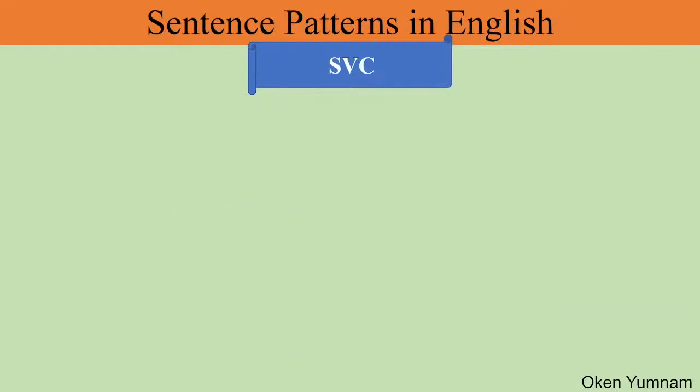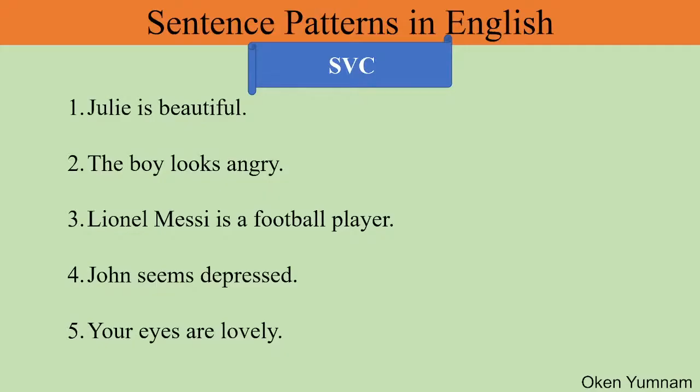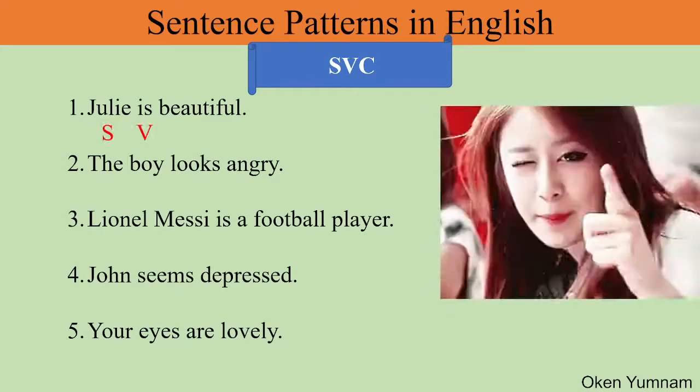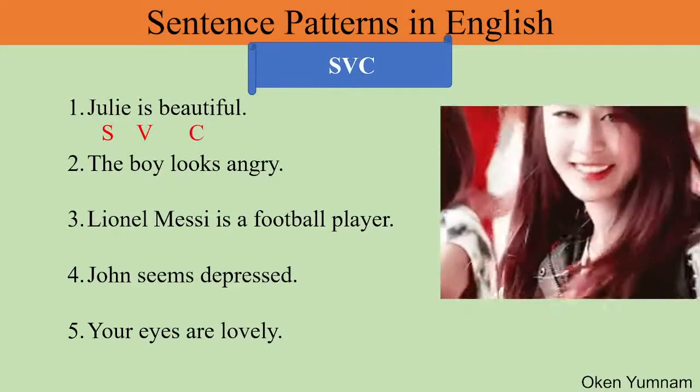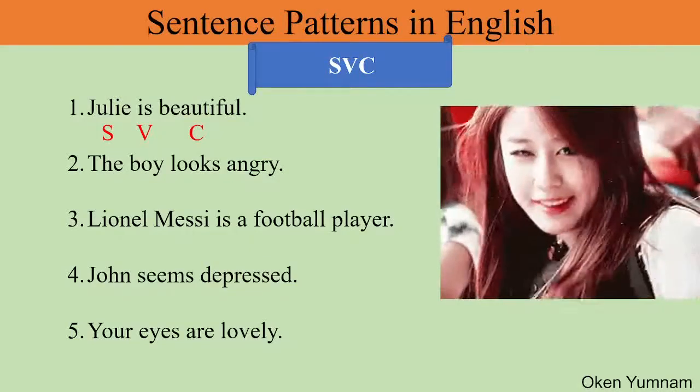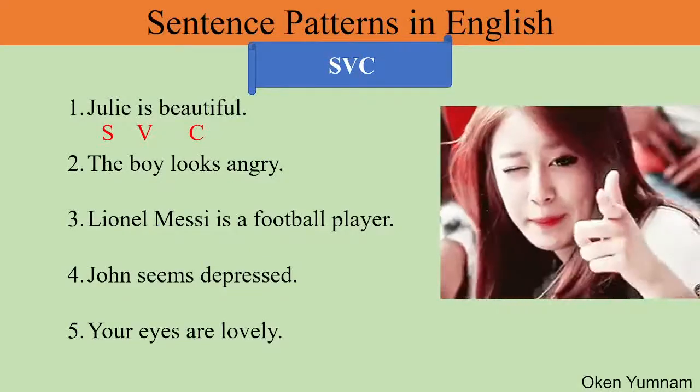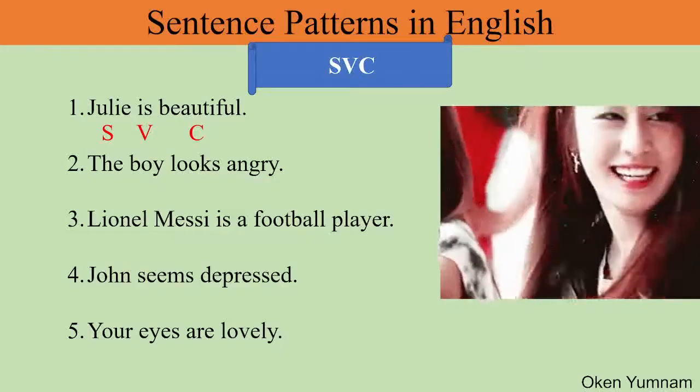Now let's see the next pattern, that is SVC, subject verb complement. Look at these sentences. Julie is beautiful. Subject, verb, and beautiful is acting as an adjective phrase to the subject, so this is a subject complement.